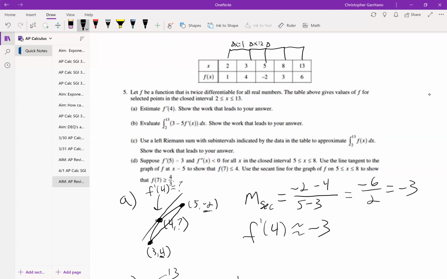From 5 to 8, delta x is 3. And from 8 to 13, delta x is 5. All right, and I'm going to use the left endpoints in each step for each rectangle's height, okay? So the first rectangle will have a height of 1, the second rectangle will have a height of 4, so on and so forth. So remember, the y value represents the height of the rectangle, the change in x represents the width of the rectangle.